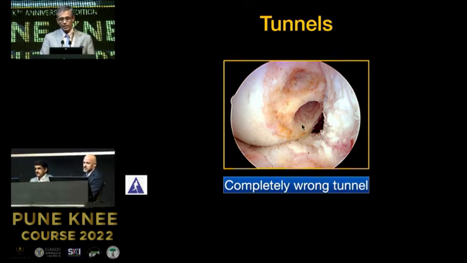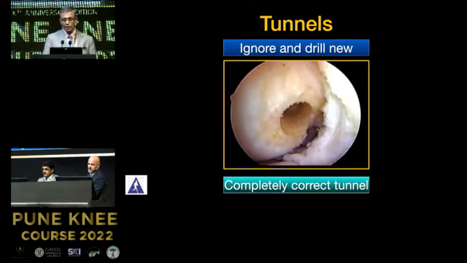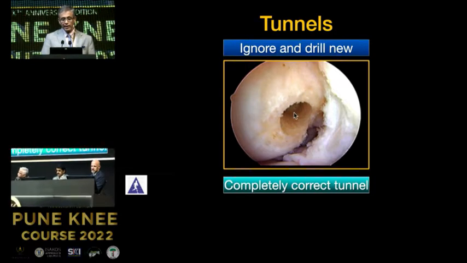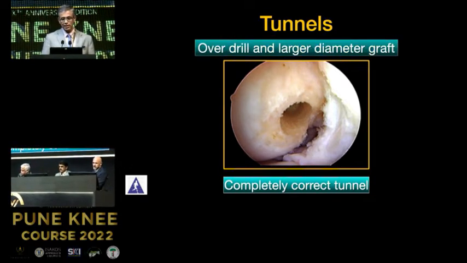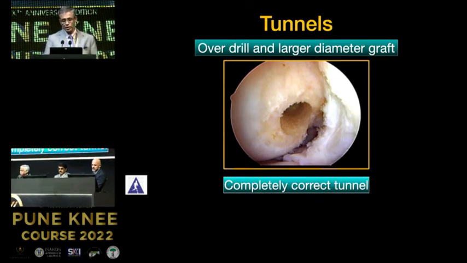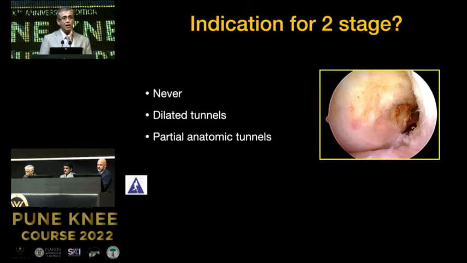It's probably the best you can deserve. You just ignore the old tunnel and drill a new tunnel. If it's a completely correct tunnel, you just ignore it and over-drill the hole and use a larger diameter graft. The problem comes when you have partial anatomic tunnels.